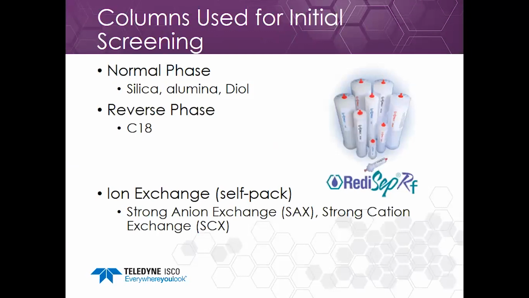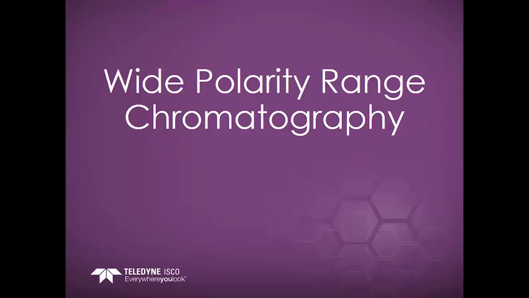Columns that I like to use for screening include normal phase, silica, alumina, and diol, and reverse phase. Separate from those are ion exchange columns, and those are generally self-packed columns, strong anion exchange and strong cation exchange. These columns have all different selectivities, which means that they retain molecules differently from one another and allow you to purify compounds and see which column works the best.